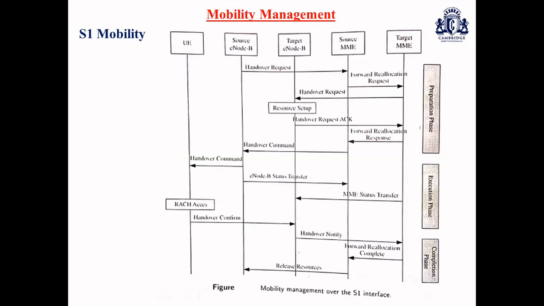The third phase is the completion phase, when the target eNode B receives the handover confirmation message. Once it receives the confirmation message, it sends a handover notification message to the mobility management entity. The mobility management entity then informs the source eNode B to release the resources that were allocated, the resources used by the user entity. This is how the connection establishment is done with respect to S1 mobility, the management over the S1 interface.